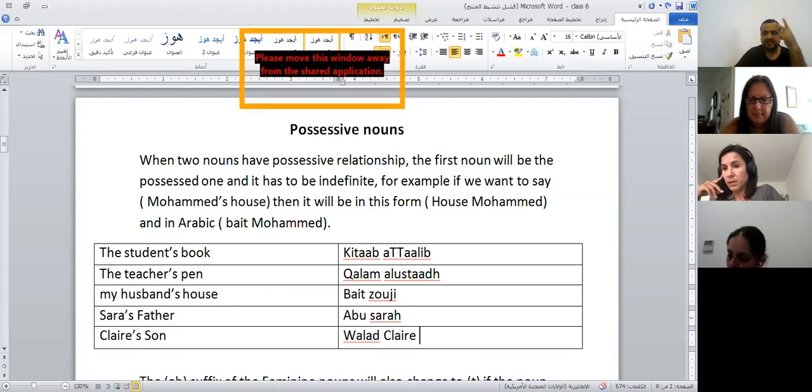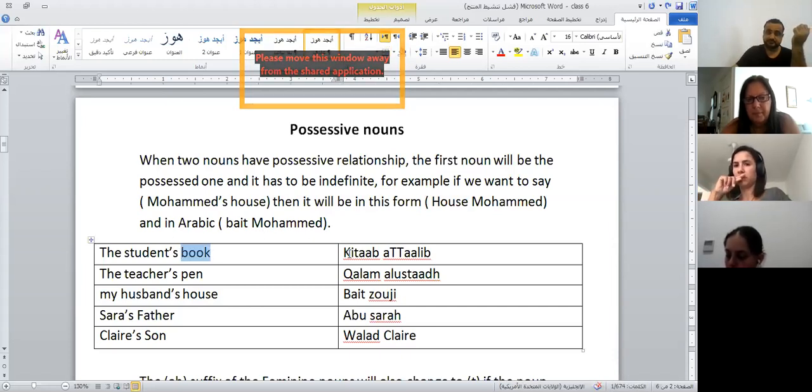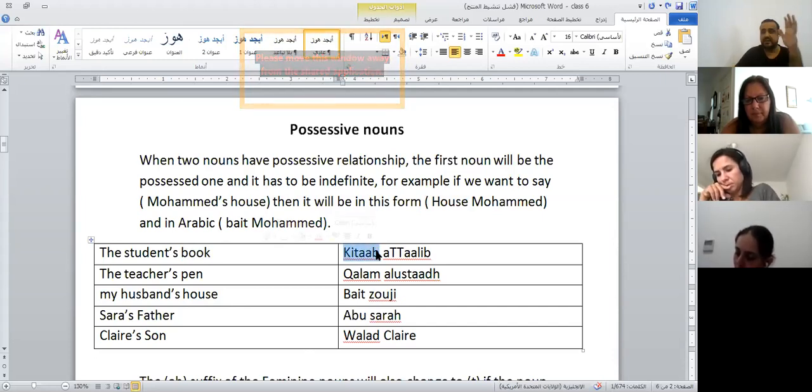Again, I'll repeat. The possessed noun will come first. Like book here will come first, and it has to be indefinite. It has to be without al. Like if you say here al-kitab al-talib, that's incorrect. It cannot be.